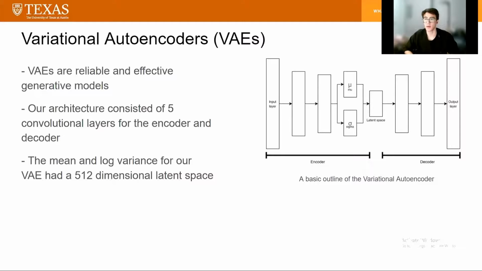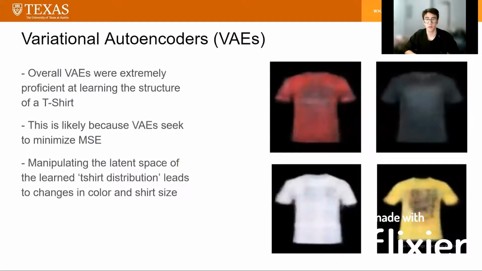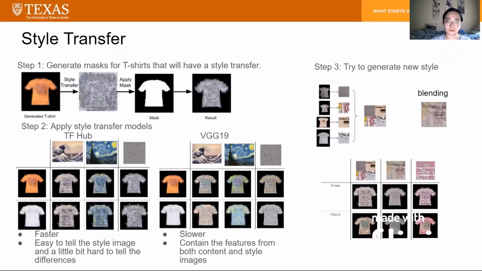The variational autoencoder is effectively something that learns a generative latent space from which one can generate samples. For the purposes of our problem, we chose to use a variational autoencoder that had a 512 dimensional latent space. The outputs of the variational autoencoder were extremely proficient in learning the general form of a t-shirt, which makes sense as the variational autoencoder seeks to minimize the difference between generated images and real images. And so finally, just manipulating the latent space a little bit led us to realize that our learned autoencoder effectively changed the color and size of our t-shirts.